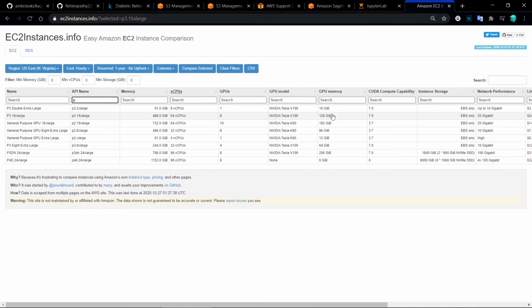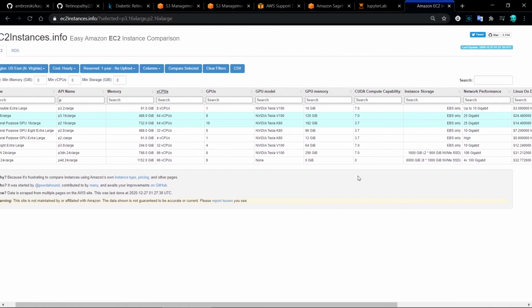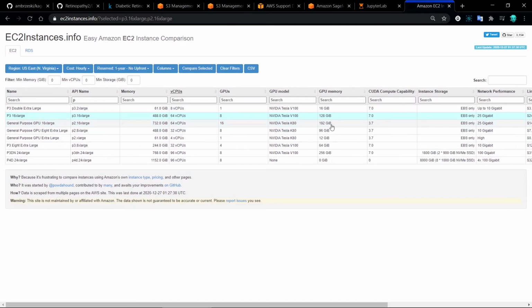I could even have targeted p2.16xlarge. It has almost the same resources, but its charges are much lower. It has CUDA compute capability 3.7 and 192 gigs of GPU memory, with 64 virtual CPUs and 16 GPUs with 732 gigs of memory. I think I could try this one. It has 192 gigs of GPU memory, and that's what I need first. CPUs are not getting used, but the CUDA compute capability of 3.7 kind of worries me.